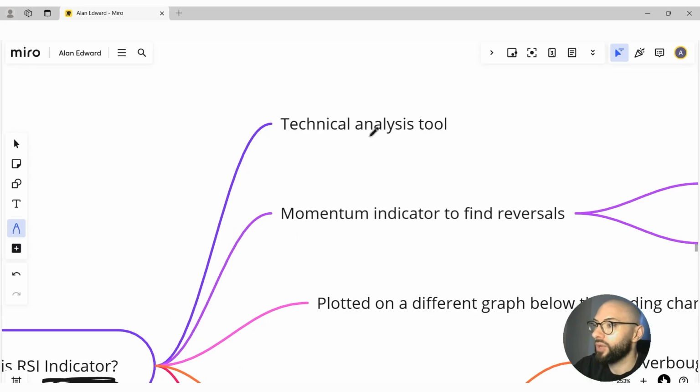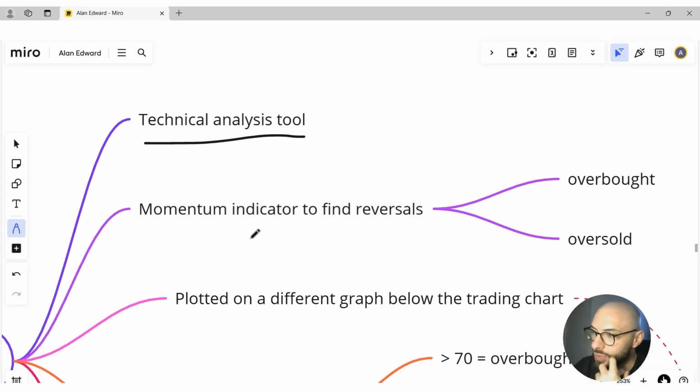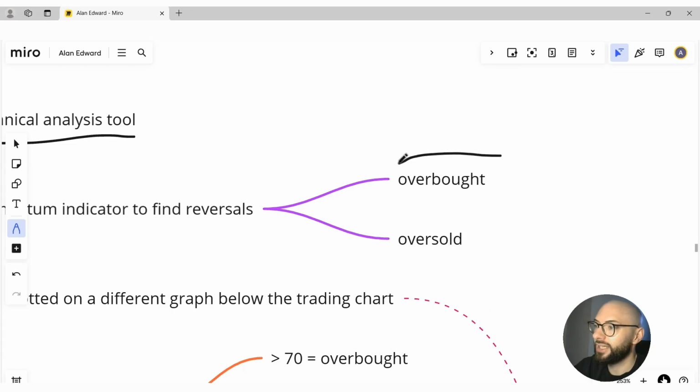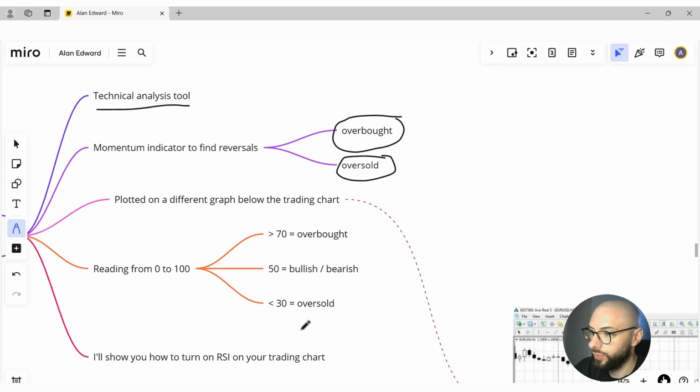So we want to remember it's a technical analysis tool. It's not a holy grail system. It's not going to tell you exactly when the market's going to reverse. It's a momentum indicator to find reversals. So the overbought usually indicates that it could be going to the downside, and an oversold one means it could potentially go up. And the settings that are usually used are the 70 for overbought and the 30 for oversold, and then the middle line is the 50, and it's a reading from 0 to 100.